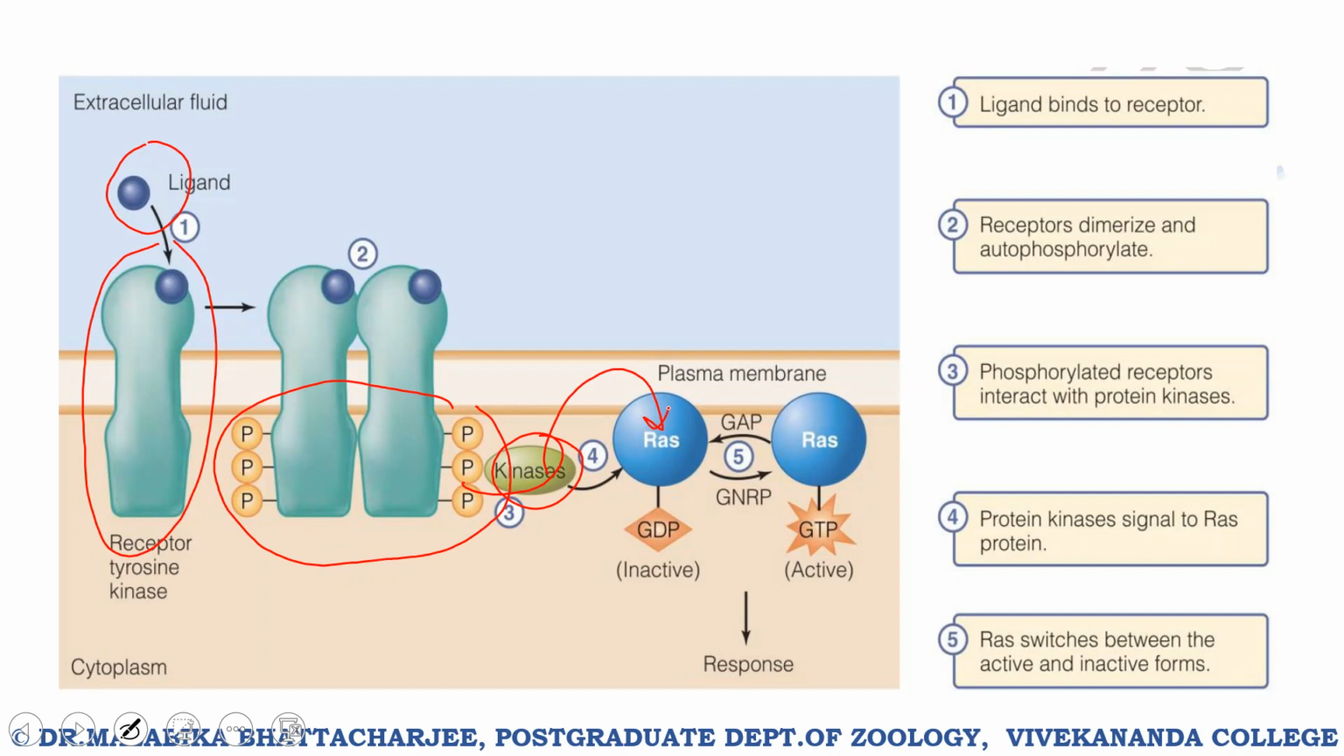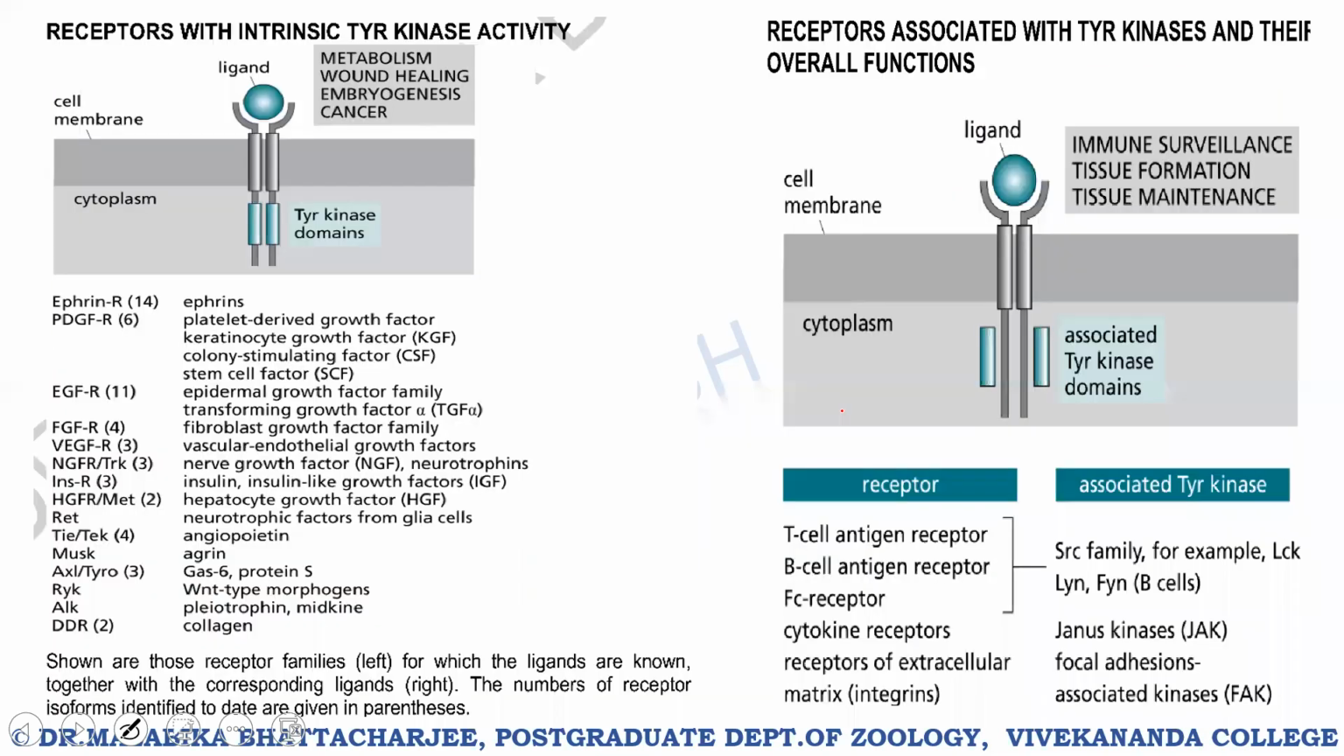Once the signal is passed to the RAS protein, the RAS in its inactive form, as you can see, is bound to GDP. The moment it is active, it exchanges a GTP for a GDP and it becomes activated. So this is a very simplified scheme of how receptor tyrosine kinases function.